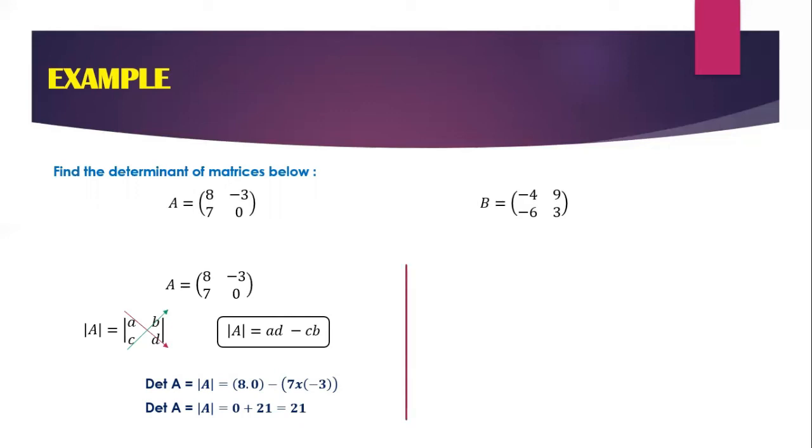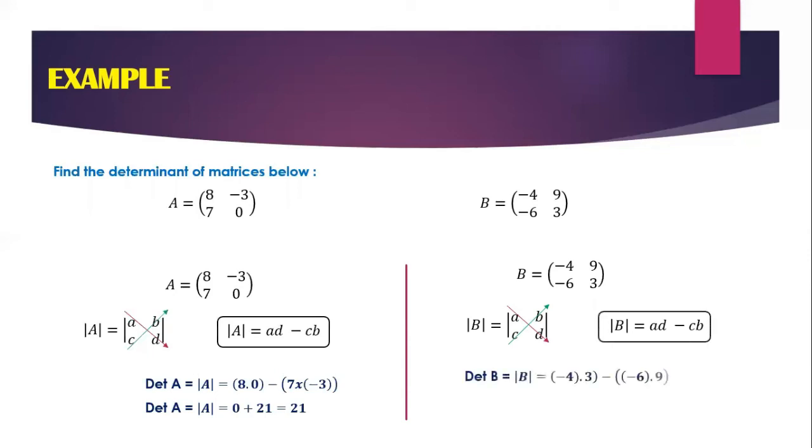Okay, we go to matrix B. B is [-4, 9; -6, 3]. The determinant of matrix B is, for [a, b; c, d], ad minus bc. The determinant of B equals -4 times 3 minus -6 times 9. So we got the determinant of B, or absolute B, equal to -12 plus 54. We got 42. That's very easy, right? Matrix is very easy.